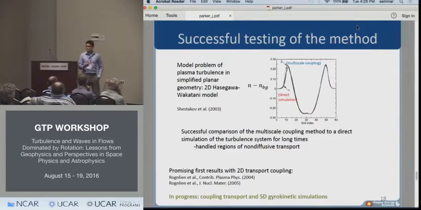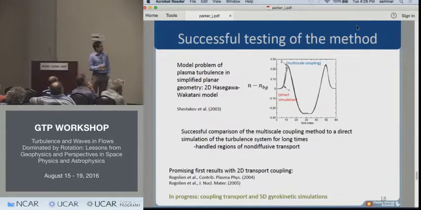So this method was successfully tested for a simplified planar geometry, this 2D Hasegawa-Wakatani model. What this diagram is showing is the long time steady state of the density, the final density minus the background density, showing both the coupling method using the timescale separation compared to a direct simulation to the long timescales. And they're in excellent agreement. And the multiscale method was much faster. And in this particular example, the method did handle regions of non-diffusive transport.